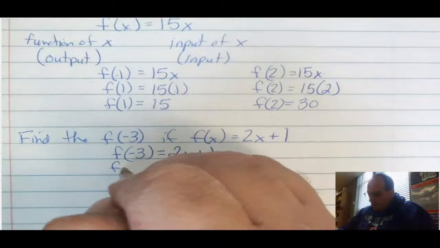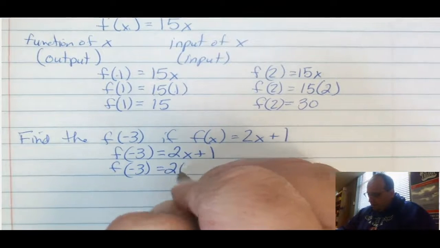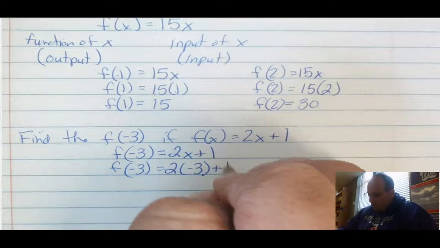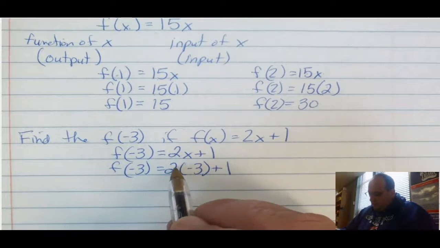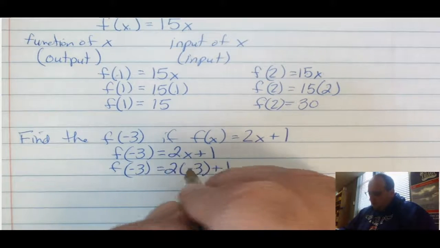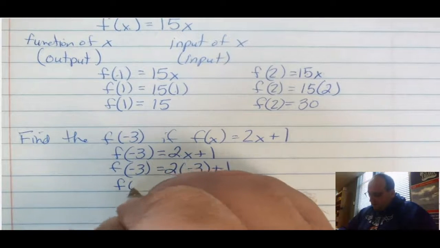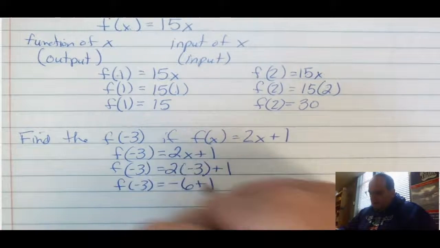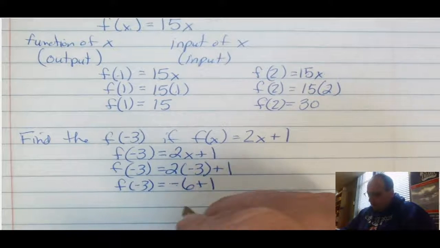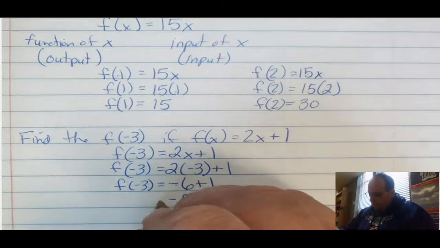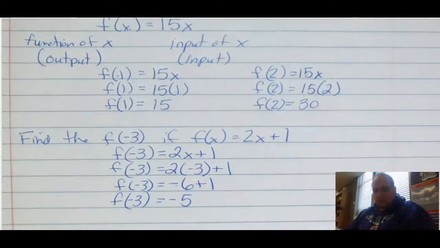I'm going to go ahead and substitute -3 in for x. So I'm going to have 2 parentheses -3 plus 1. Again, because I'm multiplying by 2 times x here, I'm going to multiply 2 times -3. 2 times -3 would give me -6. So I have the function of -3 is equal to -6 plus 1. I got to keep working. I got to do -6 plus 1 now, which is -5. So the function of -3 is -5.